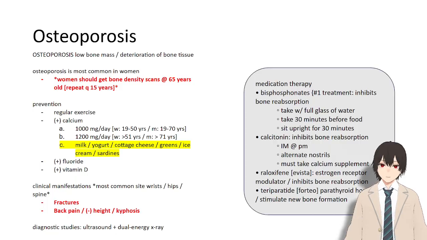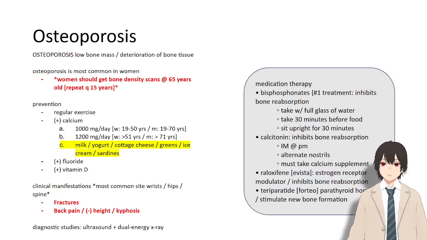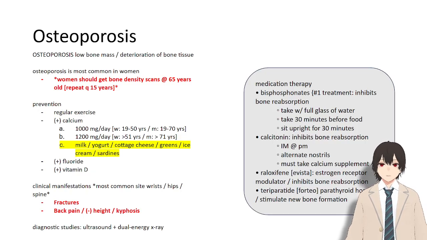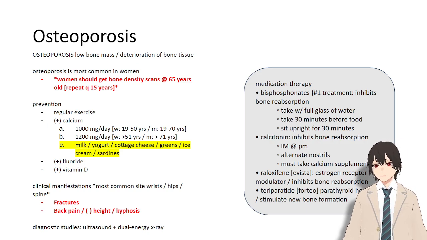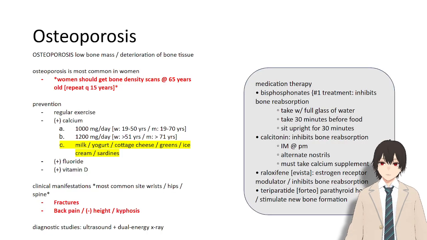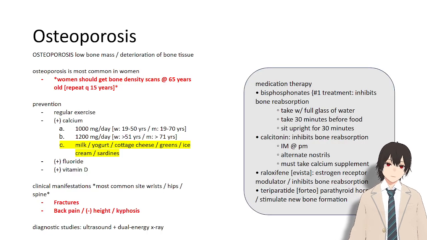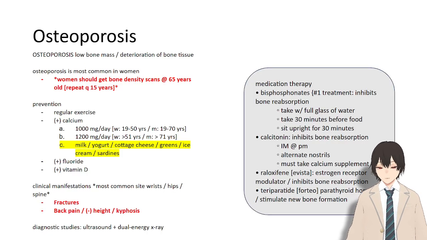Now, the second disease is osteoporosis, and this is a very common, very mainstream topic. So it's low bone mass and deterioration of bone tissue. Risk factors are Asian and Caucasian women that are a bit on the elderly side, and there's a recommendation that at 65 years old you should repeat every 15 years for the bone density scans.